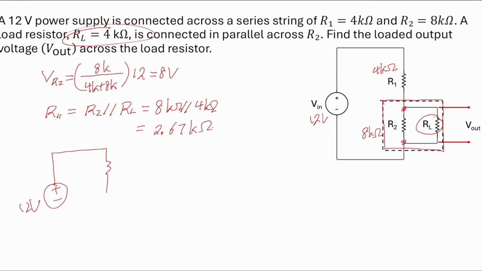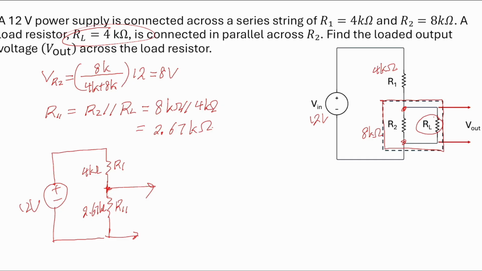So effectively, you have a circuit like this, plus minus 12 volt. R1 doesn't change, which is still 4k ohm, but instead of R2, you get the parallel resistance, which becomes 2.67 k ohm. So you can see, compared with 8, 2.67 is lower. So you can imagine the voltage you get from here, if you really measure, will be lower.